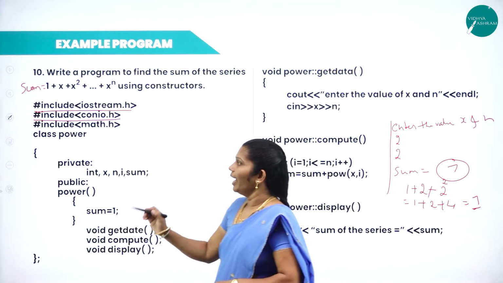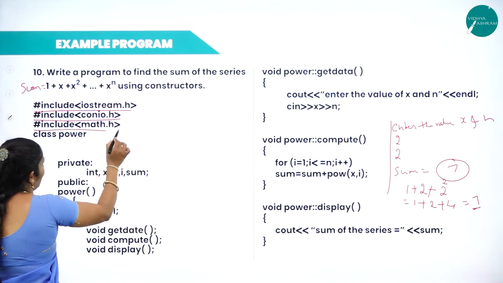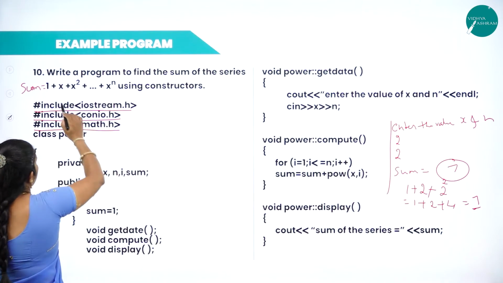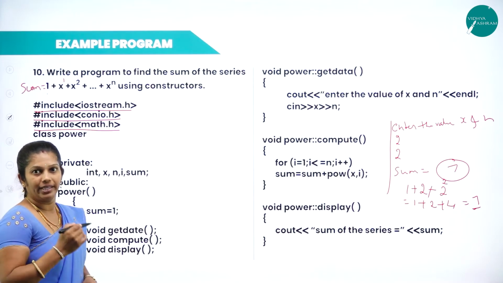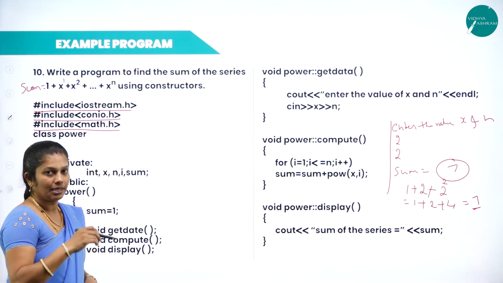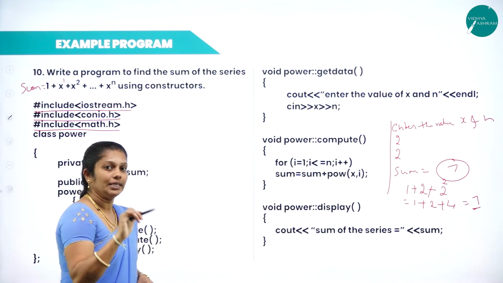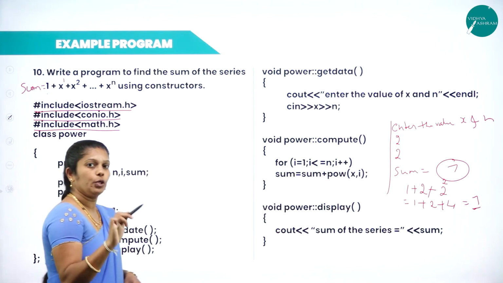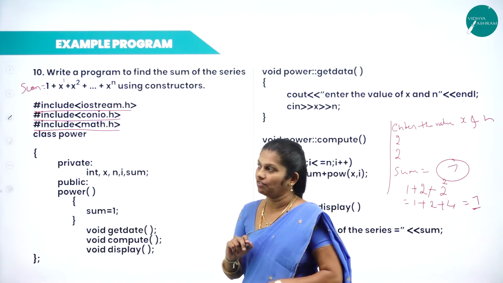And the next header file, include math.h. This math.h header file is required to perform mathematical functions. Because here, if you observe, 1 plus x plus x square plus up to x to the power of n, we have to process till that. That means we have to find the power of a given variable. For that we need one more header file, that is math.h, for the power function.